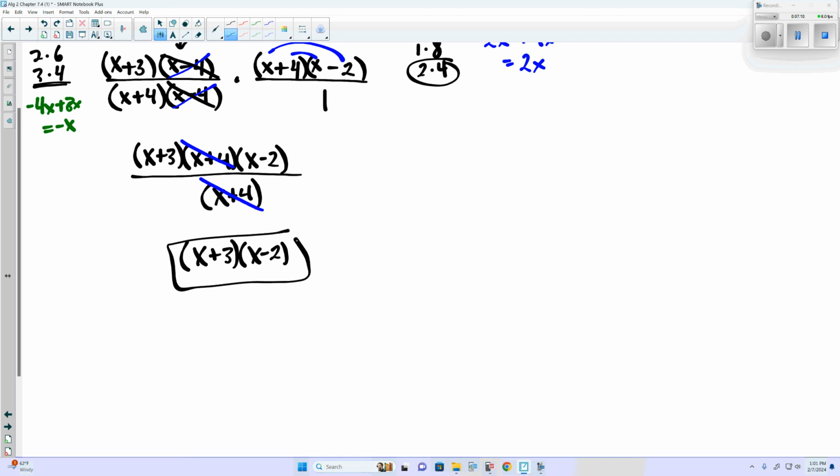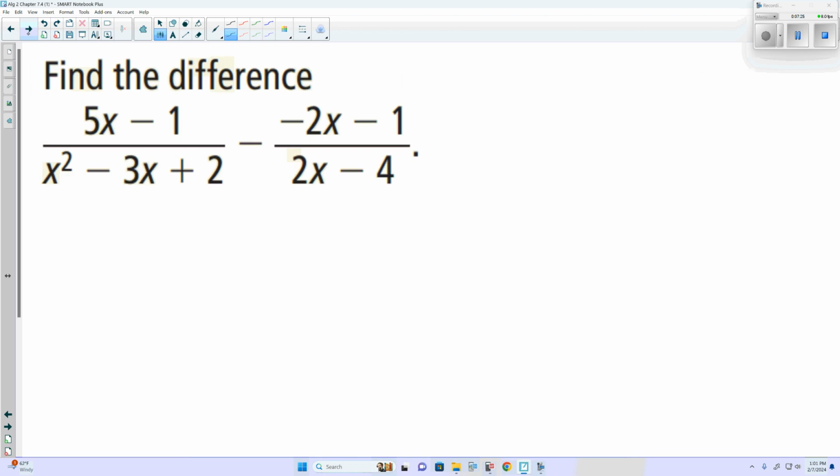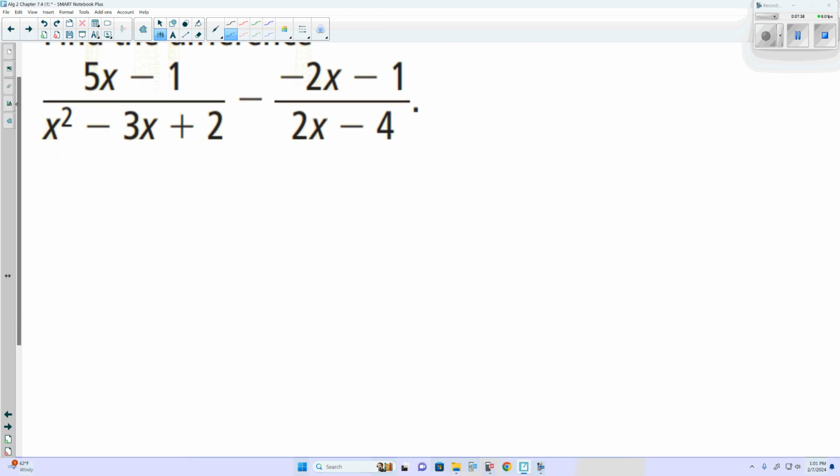Questions on this here? All right. We're going to continue on with our notes. We did this one yesterday. Yes? Because I think this is where we finished yesterday. So we're going to do another example of difference.